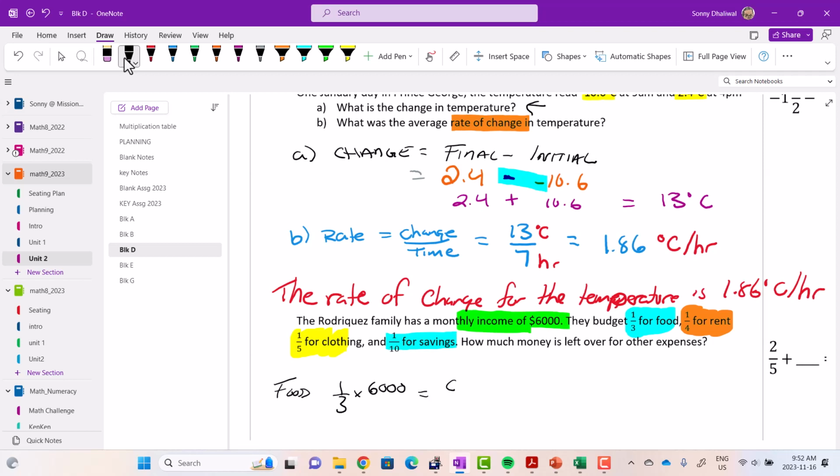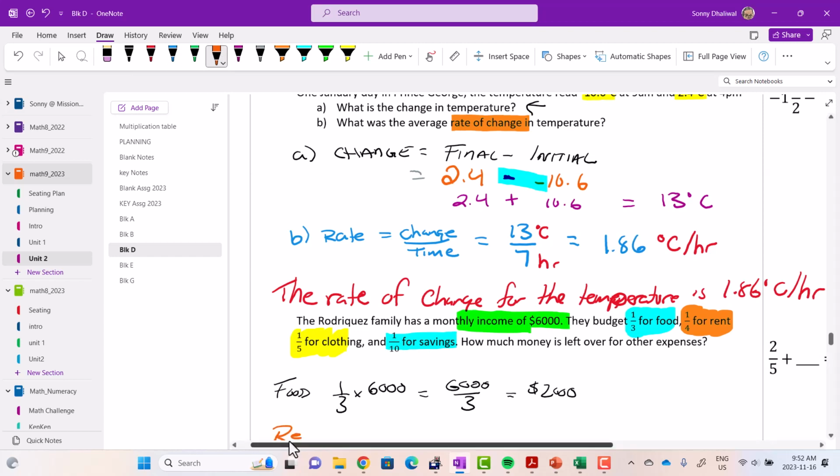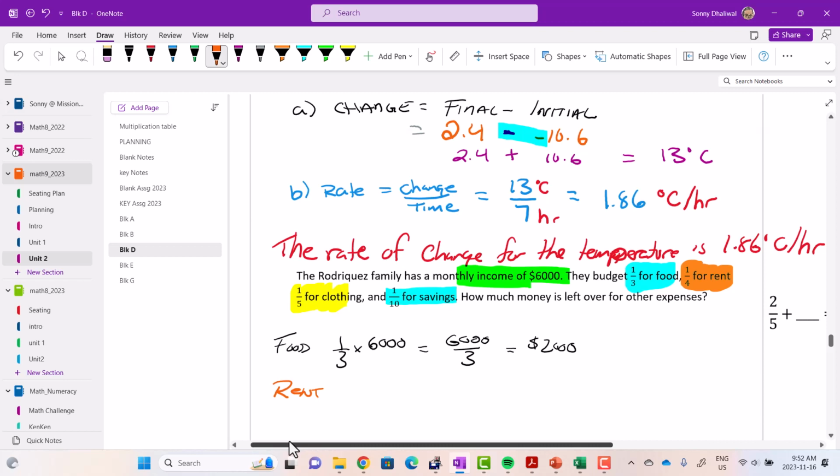So that would be just 6,000 over 3, right? Can you do that in your head? How much money is on food? Thank you, 2,000. They spent $2,000 on food. Then we go on to rent. They say they spent a quarter of their budget, a quarter of 6,000. So that's 6,000 over 4. Can you do that one in your head? 1,500.